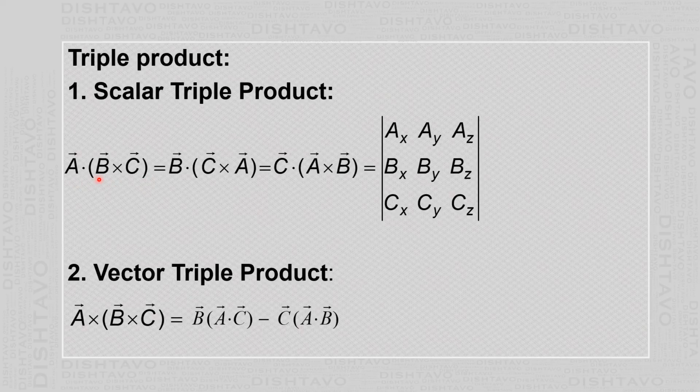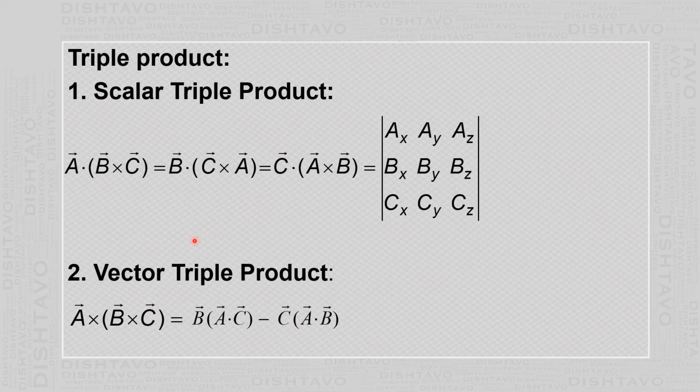Now this A dot B cross C is equal to B dot C cross A and equal to C dot A cross B. Again it is cyclic, A, B, C. So it is cyclic, and there is a formula to evaluate it by using a 3 by 3 determinant. The first row has the components of the first vector, the second row the components of the second vector, and the third row the components of the third vector.